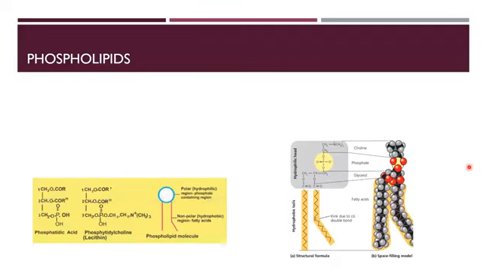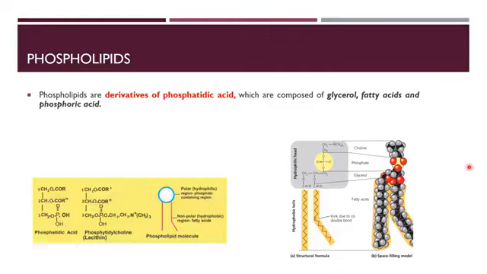Now the phospholipid. Phospholipids are the derivatives of the phosphatidic acid. Okay. Now, what is phosphatidic acid? Phosphatidic acid is made up of actually glycerol, fatty acids, and phosphoric acid. So you can see here, this one is the phosphatidic acid. Initially there was one glycerol, you can see here one glycerol. It got bound with these two fatty acids, and then it got bound with one phosphoric acid. Okay, one glycerol, two fatty acids, and one phosphoric acid. So it's been converted into the phosphatidic acid.